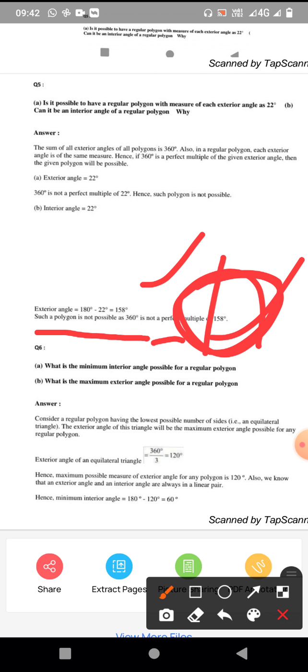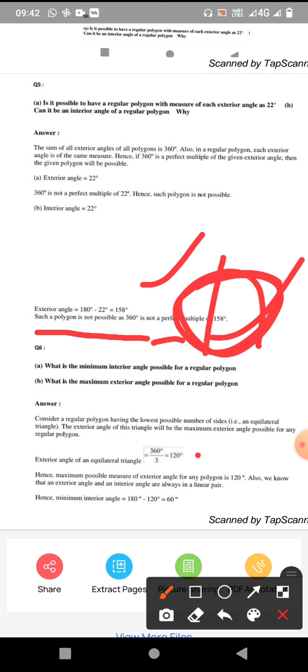So take the equilateral triangle. There are 3 sides, yes or no? So 360 degrees will be divided by the 3 sides, which means equilateral triangle. So 360 degrees divided by 3 is equal to 120 degrees. Hence the maximum possible measure of an exterior angle for any polygon is 120 degrees.